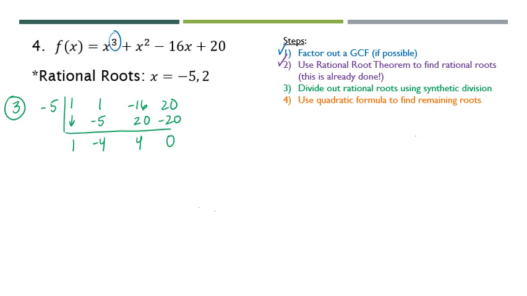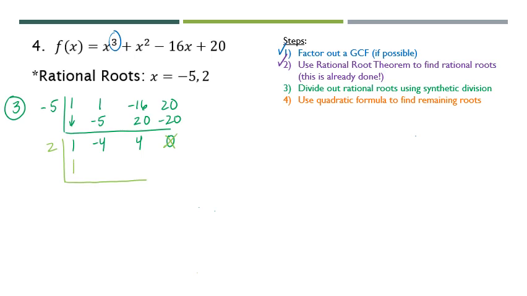All right, so I've done synthetic division once. I need to do it again with my second rational root, which is 2. And please remember that we're not using that 0. Once we get that 0 to tell us we did it right, now we can drop it. We don't need it anymore.